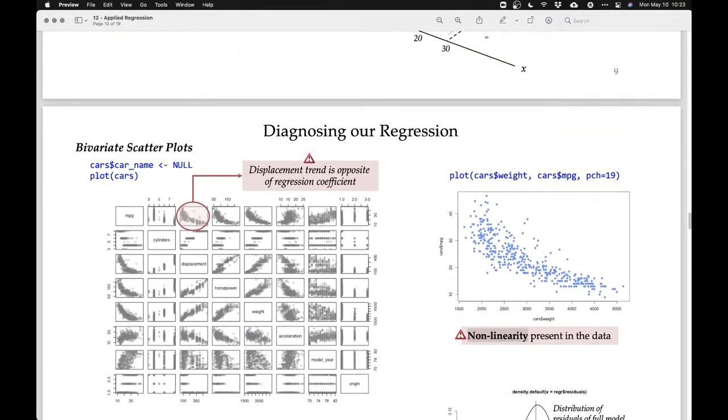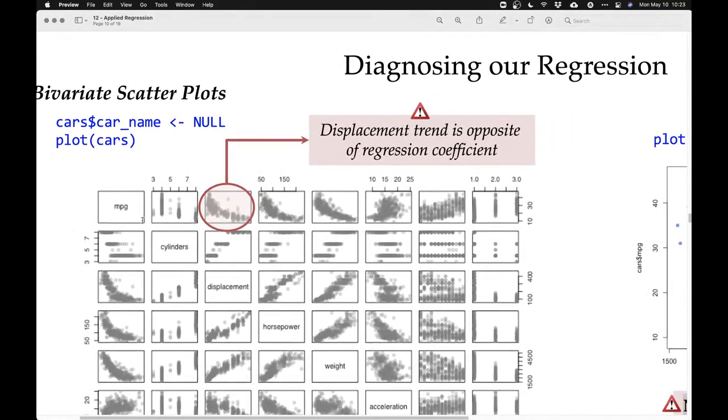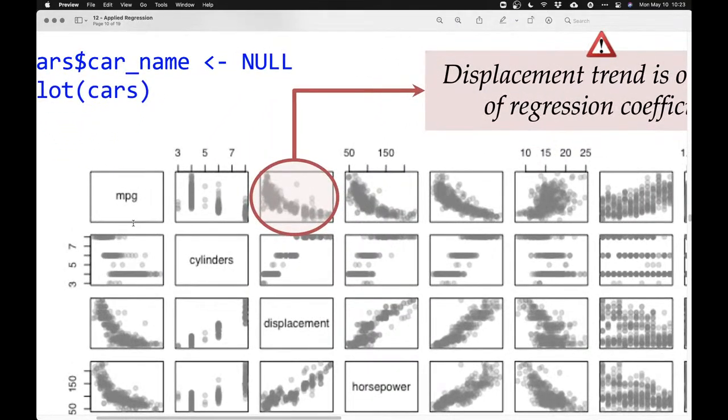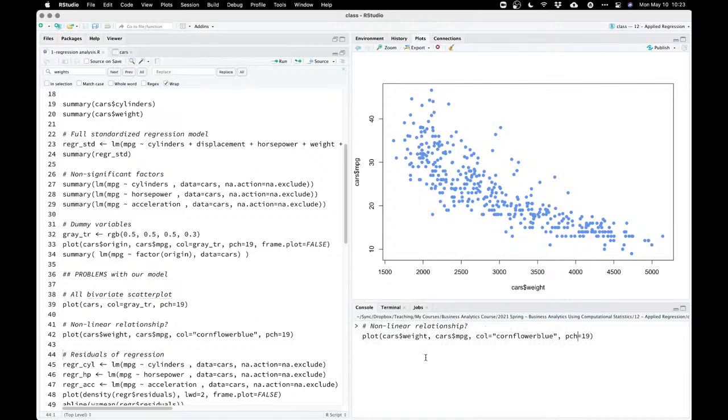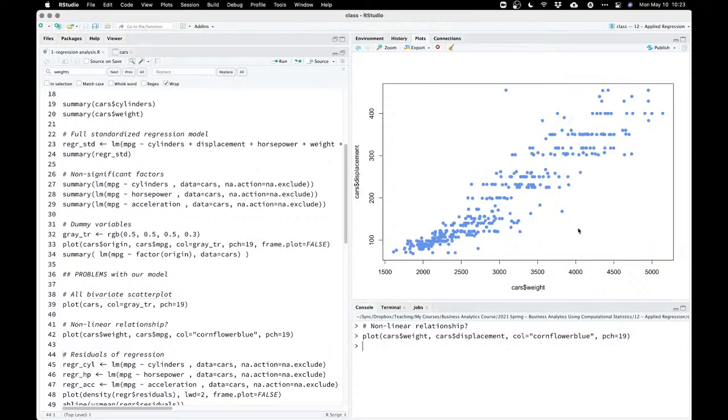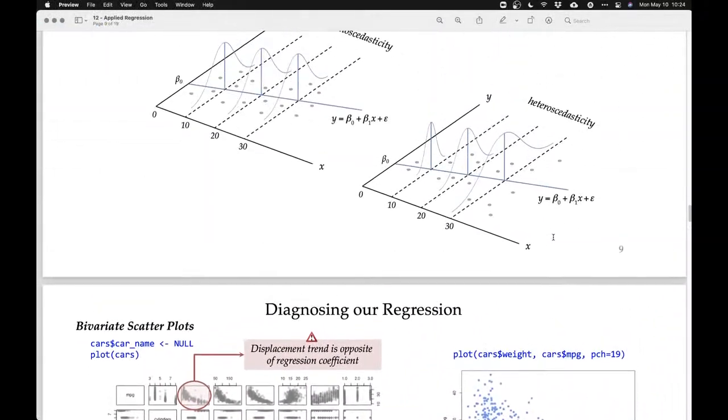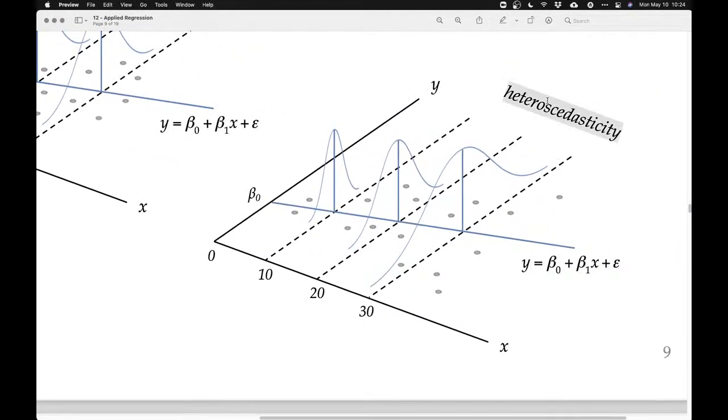There's some other problems, and I don't know how many of you caught this one. Let's look at the picture of displacement and miles per gallon. First of all, we have the problem we discussed before: if you draw a regression line through this, the residuals will have greater variance as you go further along weight. There's a term for this situation. It's called heteroscedasticity.